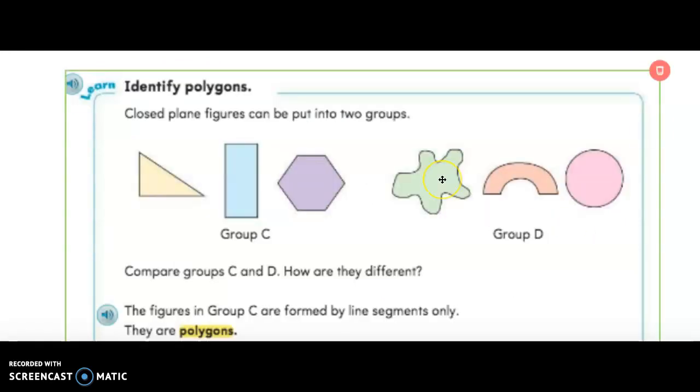So identifying polygons. Closed plane figures can be put into two groups now. We have group C here, and then we have group D here. Take a moment to think about how they are different. Look at the different types of lines that we're seeing.